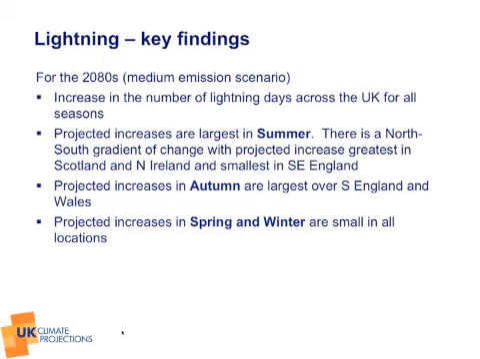Lightning projections for the 2080s show an increase in the number of lightning days across the UK for all seasons. Projected increases are largest in the summer, and there is a north-south divide of change, with projected increase greatest in Scotland and Northern Ireland and smallest in southern England. Projected increases in autumn are largest over South England and Wales, and increases in spring and winter are small in all locations.